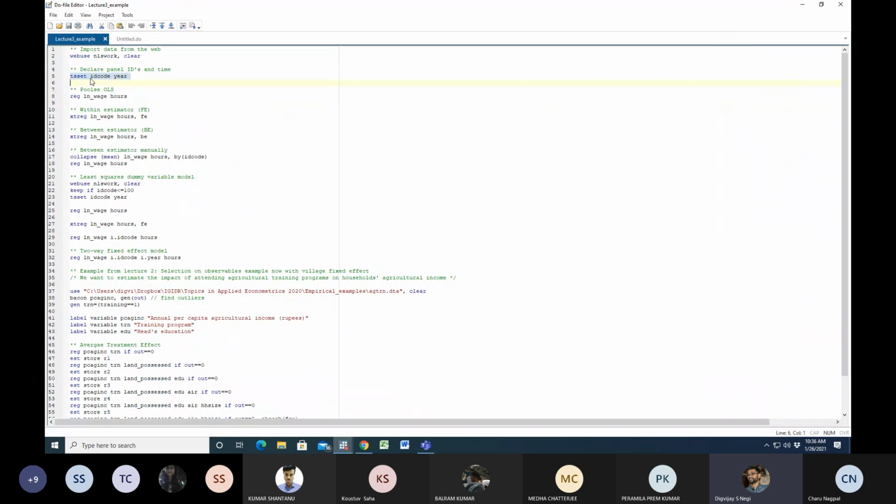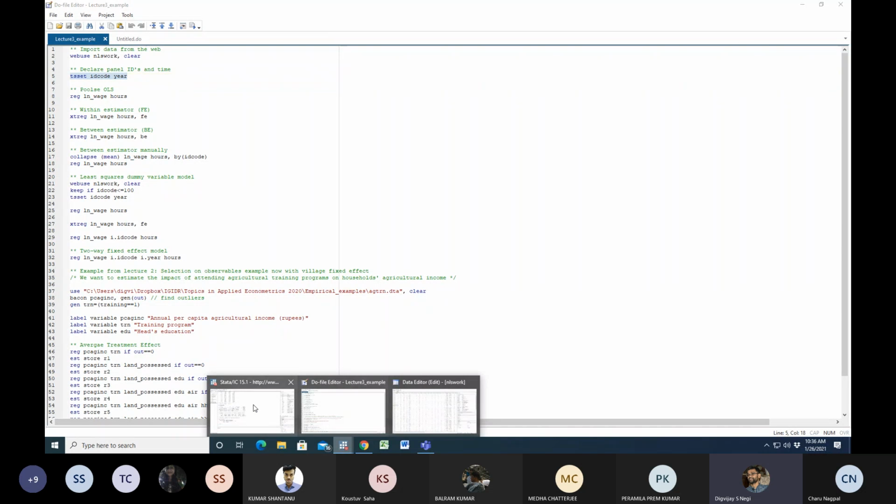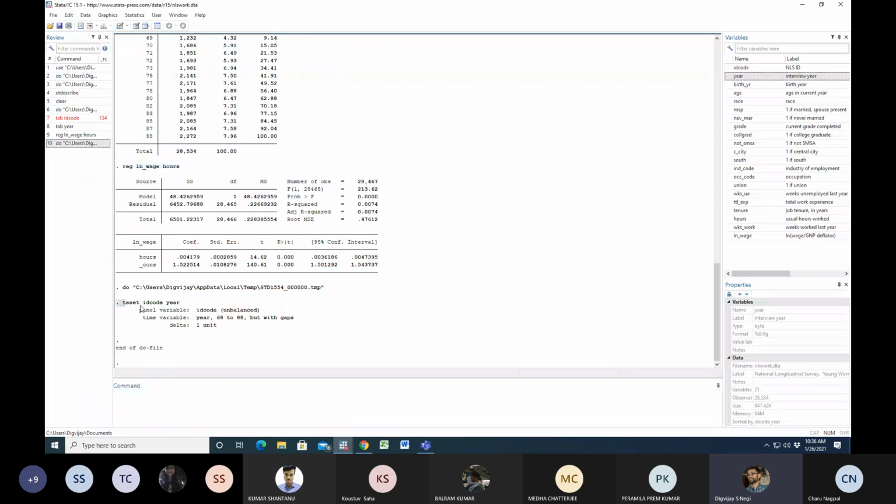This is xtset. Basically it tells Stata that you have a panel variable and a time variable. So you type xtset idcode. Idcode records the individual IDs, remember 111, 222, and so on, and here are the time periods. You run this in Stata and you will get this output. It has now recorded the individual IDs and the time periods.